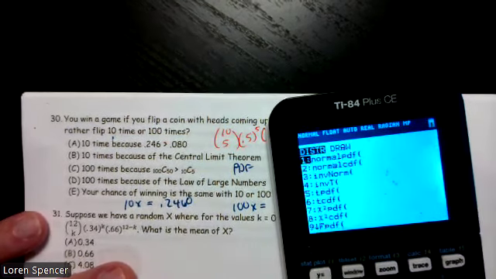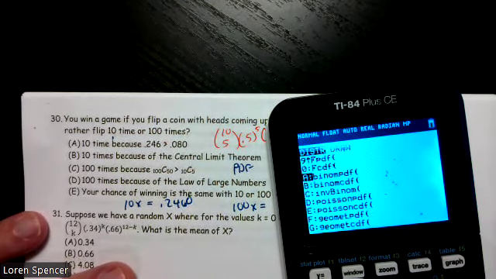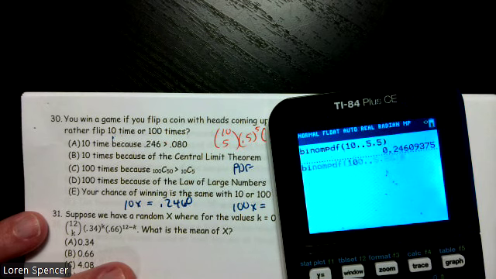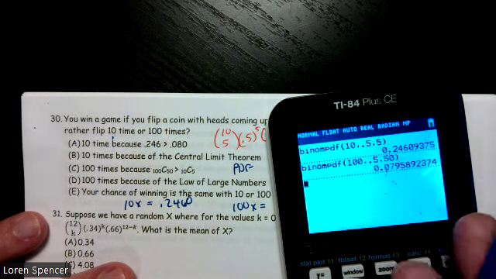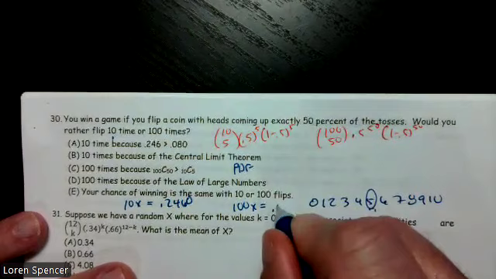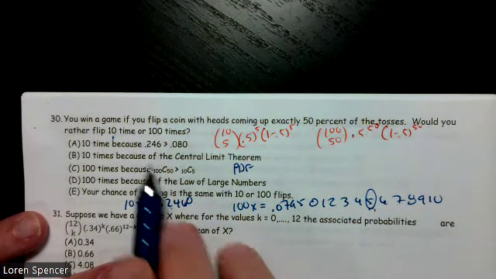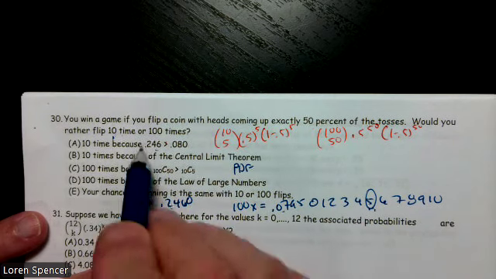Second vars, binomial PDF, make that 100, 0.5. X value has to be 50%, or 50. So 0.0795. I'd rather flip it fewer times. So 0.246 is greater than 0.0795.